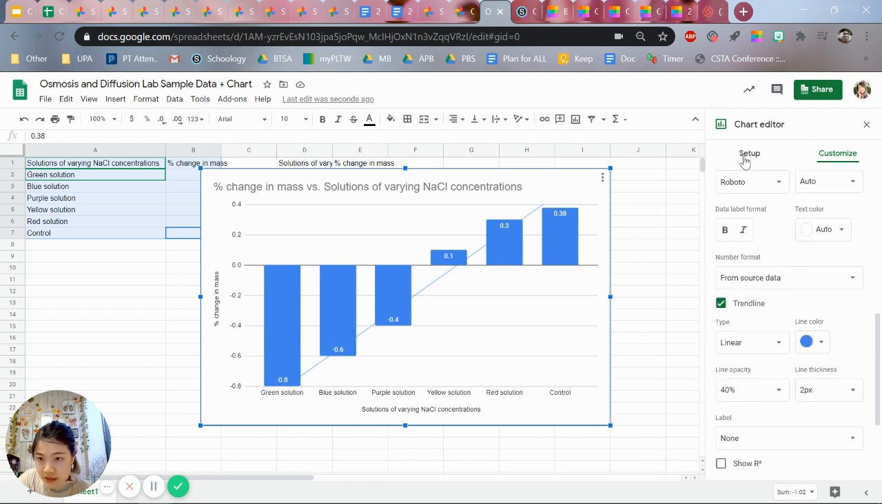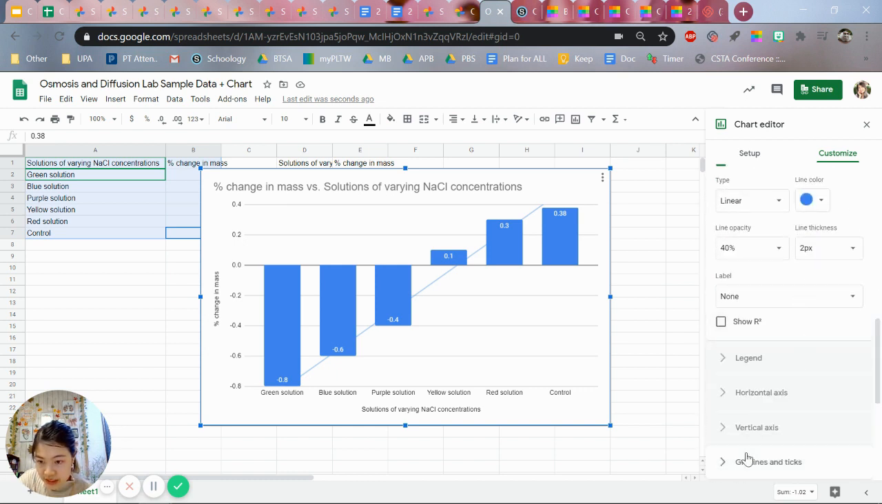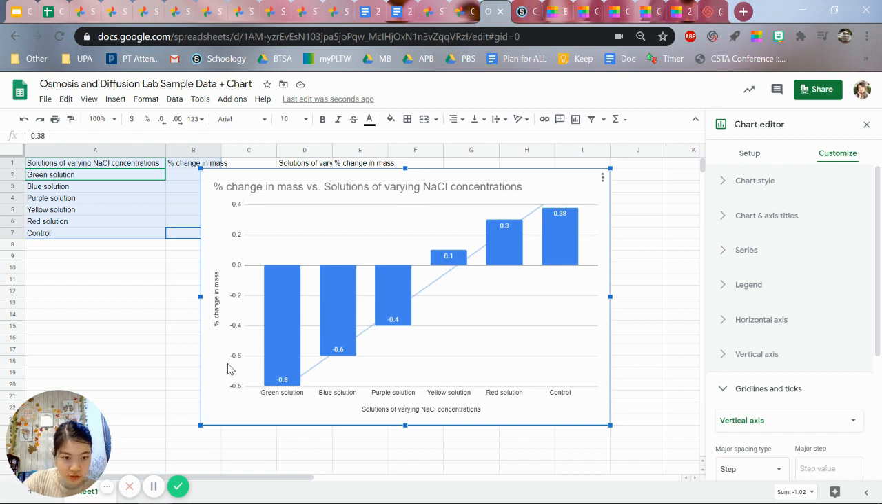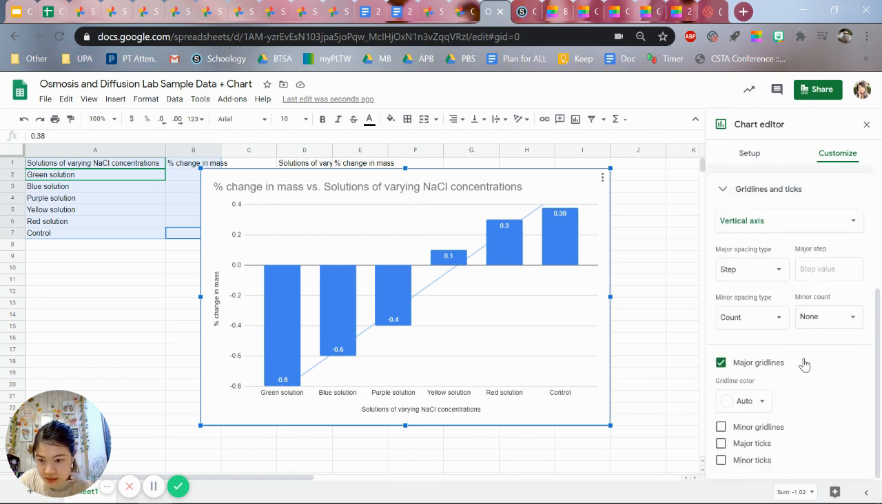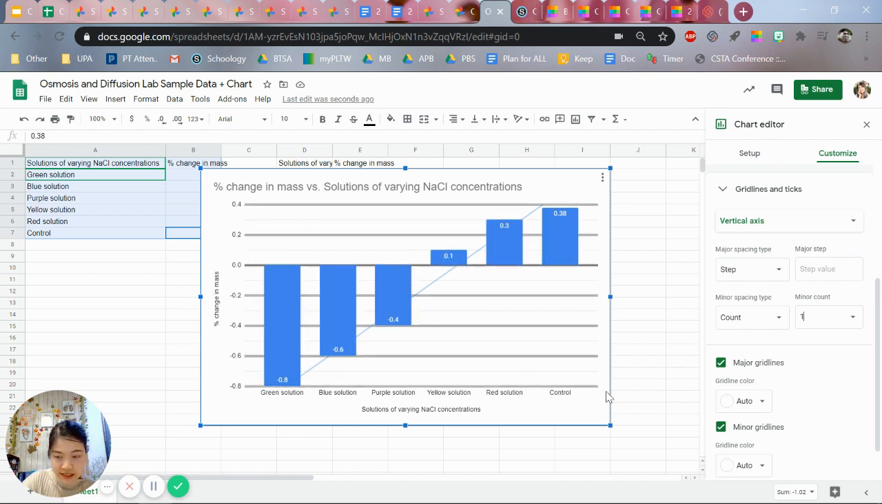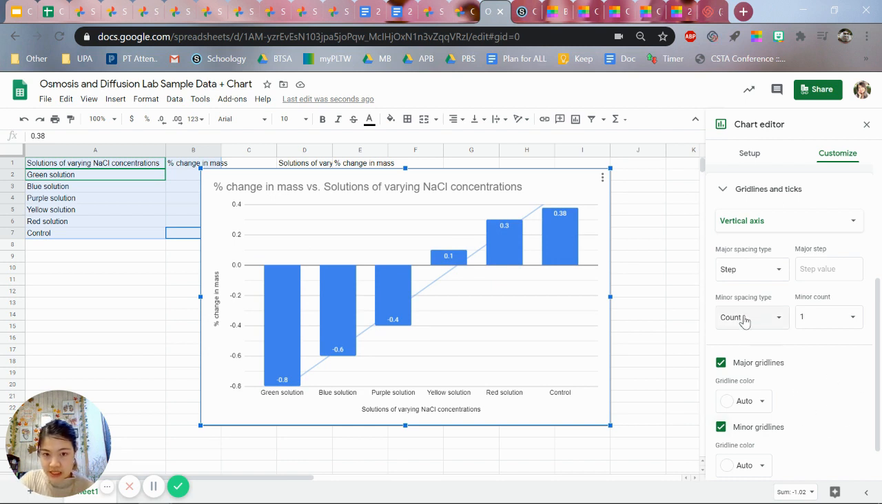And then I will go to grid lines and ticks. So I just like seeing more specific values. I don't like there being a lot of white space. So for the vertical axis between 0 and 0.2, if I add one minor spacing line, then I know that this one is 0.1 and 0.3. So I just prefer that. It's just a personal preference.